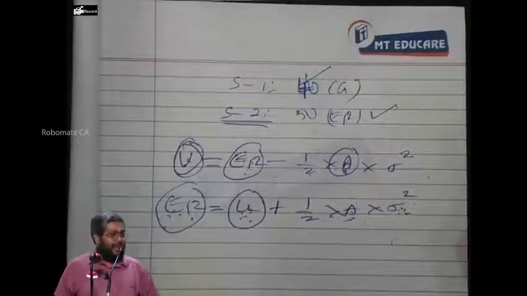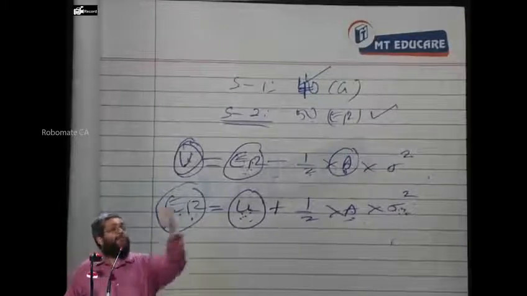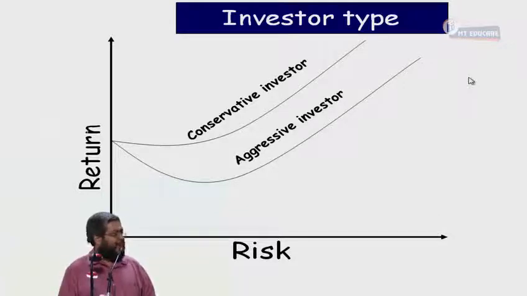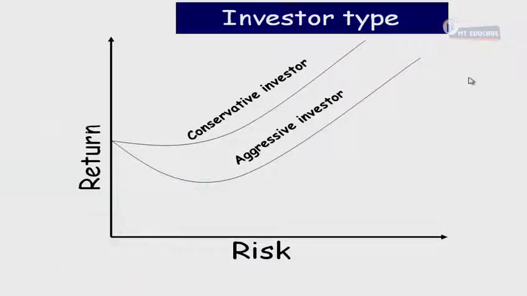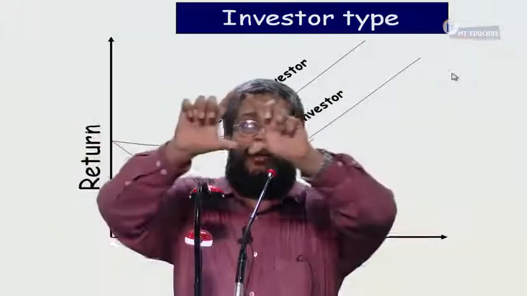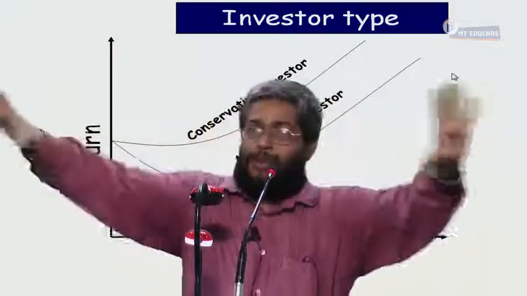Any investor will have more than one utility curve. Then only selection is possible. Yes or no? Very simple here. A person wanting to get married, whether a boy or a girl, will have more than one proposal. Yes or no?